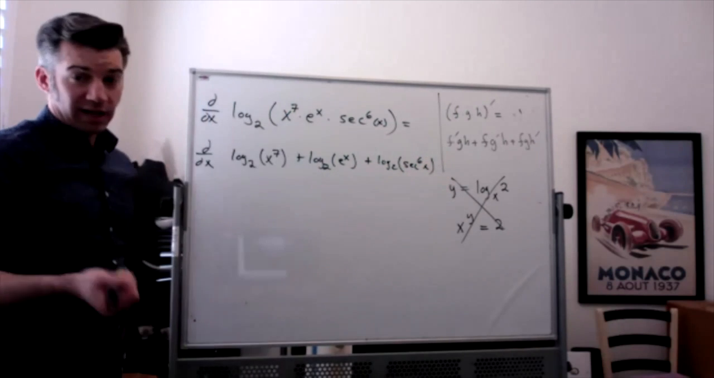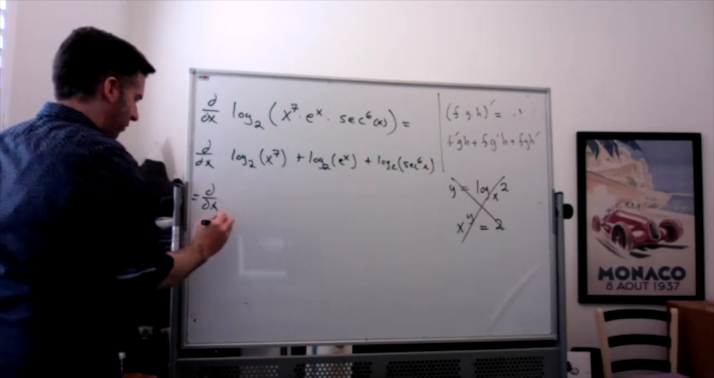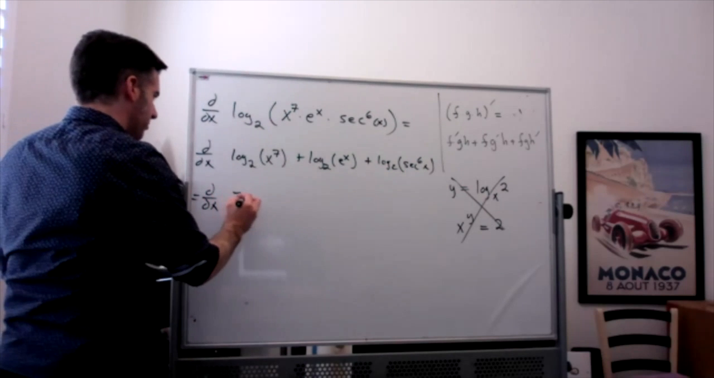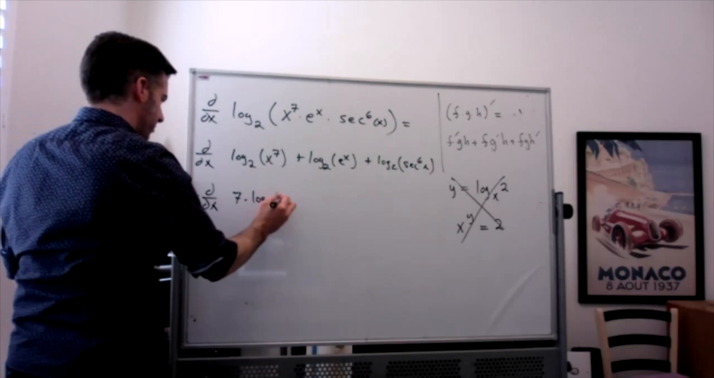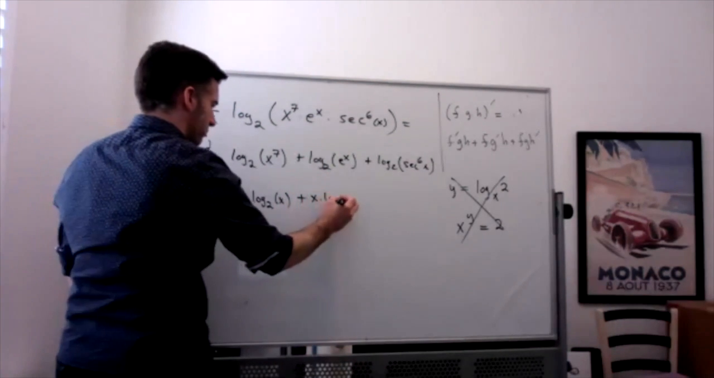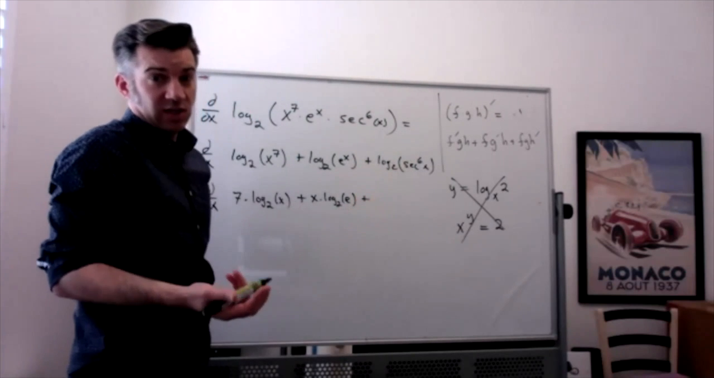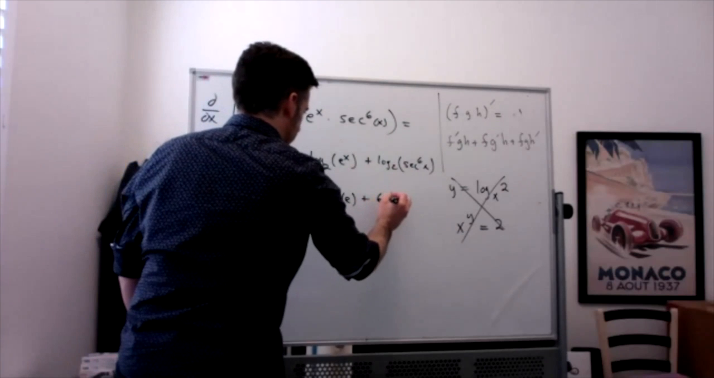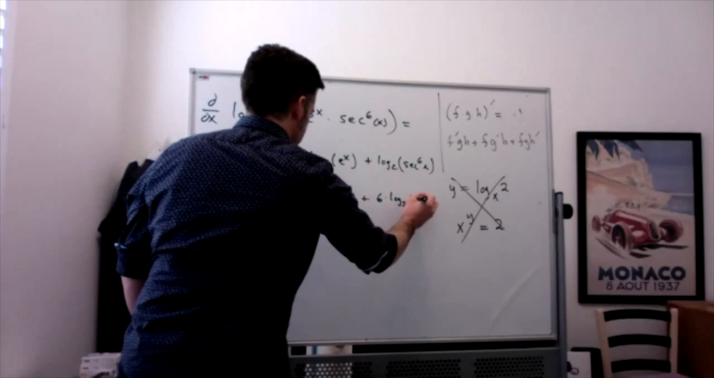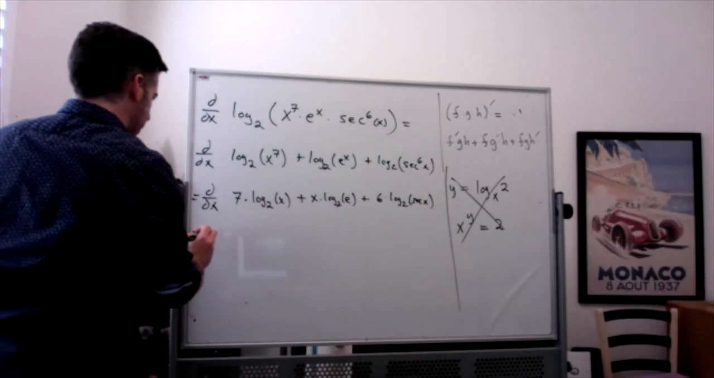And now, again, before I differentiate, I'm going to simplify even further. I'm going to bring this power of 7 down. I'm going to bring this power of x down. I'm going to bring this power of 6 down, because that is secant of x to the 6th power. So that's 6 times log base 2 of secant of x. And now we can finally differentiate.